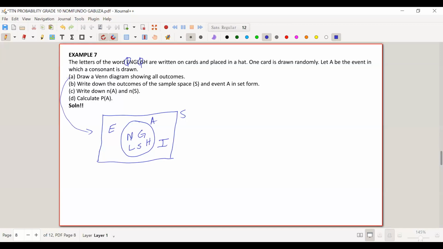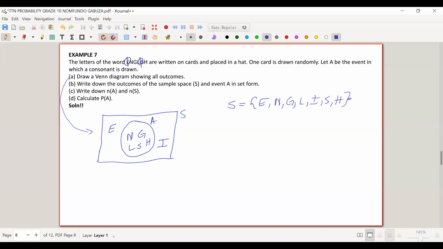Number B says, write down the outcomes of the sample space and event A in set form. So S in set form will be the word English: E, N, G, L, I, S, and H.